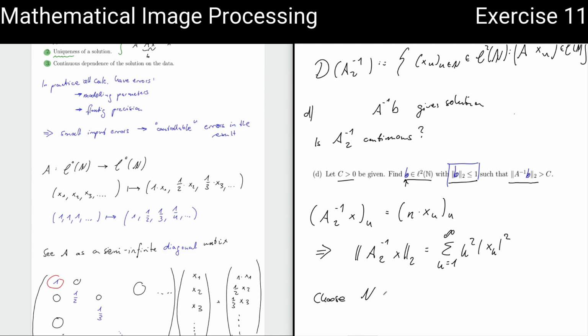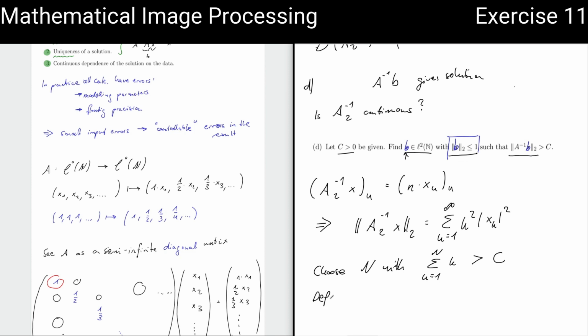So we choose an n such that the sum from 1 to n of k, so I just sum up the first n natural numbers, and I know, well, if I sum them up, I will surpass a given c. And now we define our sequence also via a cutoff. So it should be 1 over the square root of k if k is smaller or equal than n, and 0 else.